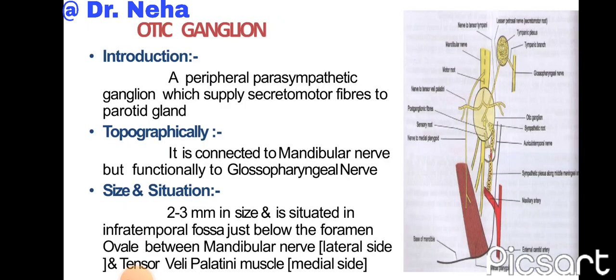Now we come to the otic ganglion. It is a peripheral parasympathetic ganglion which supplies secretomotor fibers to the parotid gland. Topographically, it is connected to the mandibular nerve, but functionally it is connected to the glossopharyngeal nerve. Now, size and situation. It is 2 to 3 mm in size and is situated in the infratemporal fossa just below the foramen ovale, between the mandibular nerve on the lateral side and the tensor veli palatini muscle on the medial side.